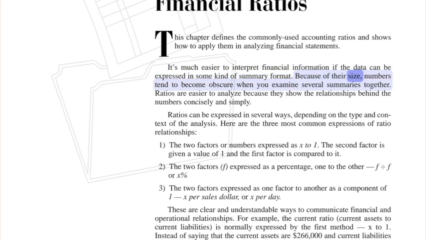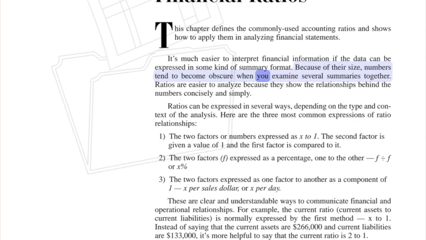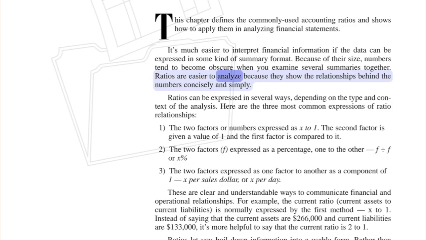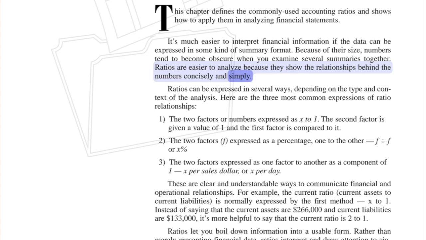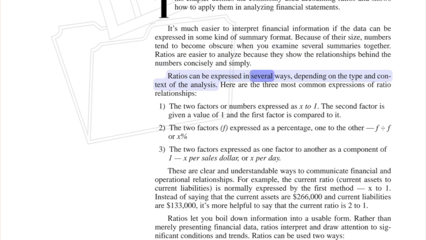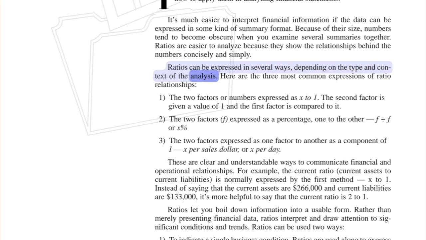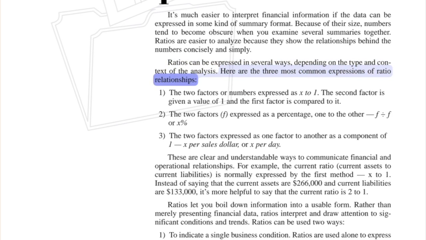Because of their size, numbers tend to become obscure when you examine several summaries together. Ratios are easier to analyze because they show the relationships behind the numbers concisely and simply. Ratios can be expressed in several ways, depending on the type and context of the analysis. Here are the three most common expressions of ratio relationships.